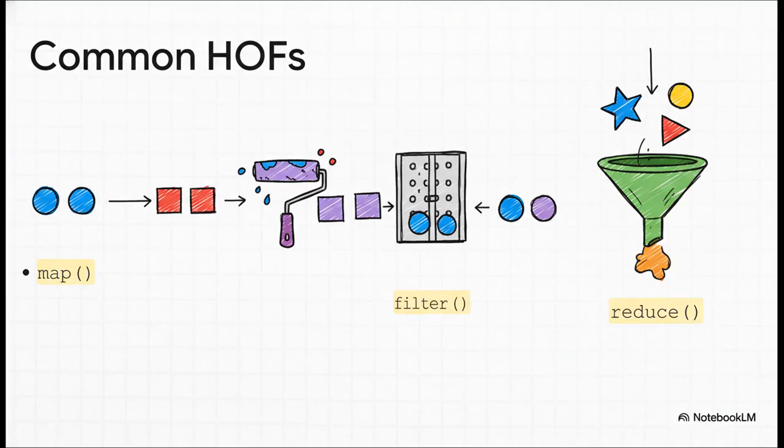And you know what? You're probably already using higher order functions and you don't even know it. Common built-in functions like map, filter, and reduce are perfect examples. Map transforms every item in a list. Filter picks out just the items you want, and reduce boils the whole list down to a single result. They all work by taking a function as an argument.